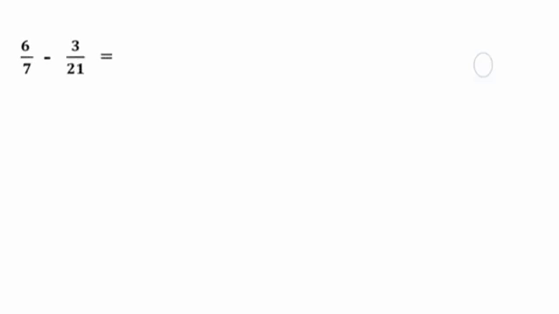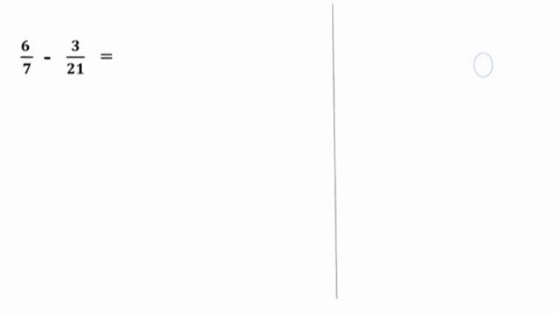Let's do another example by the subtraction. 6 over 7 minus 3 over 21. First of all, we have to look at the denominators. They don't have the same denominator, so we cannot start the operation immediately.